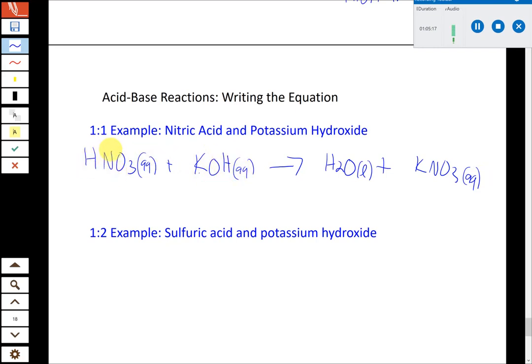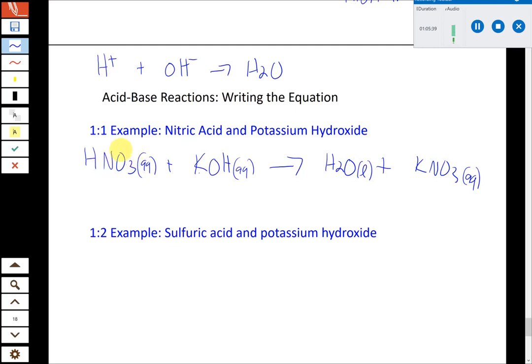So how many H pluses does our acid have? 1. How many OH minuses does our base have? 1. Remember that those react with each other in a 1-to-1 ratio, the net ionic always being H plus plus OH minus going to water. And so since our acid and our base each have 1, then we just need 1 of each to make sure that the H plus and OH minus react with each other correctly.